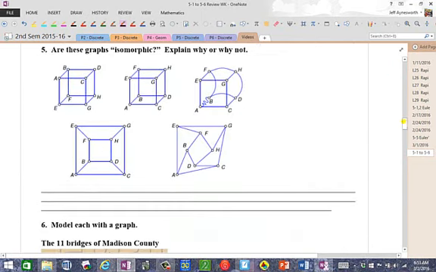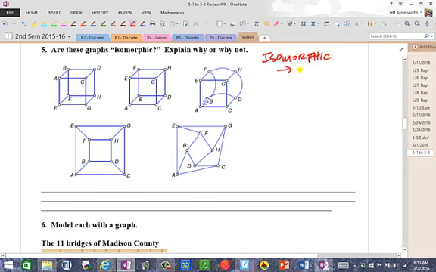Now, on this question here, number 5, are the graphs isomorphic? Explain why or why not. Well, on this one, isomorphic means everything's the same about them. Okay, they have the same number of vertices and they have the same edge set. So isomorphic, you have to remember the meaning of it here. Basically means that everything about them is the same.